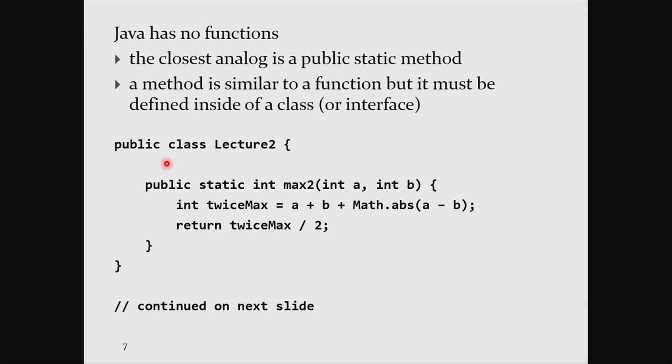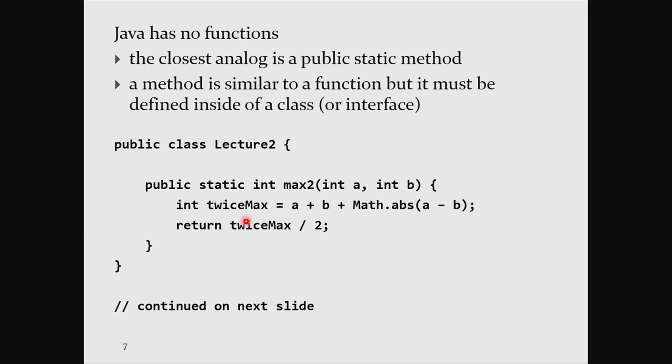So if I want to define this max2 method in Java, I need a class of some kind. I'm just calling my class lecture2 in this case. Notice the class name begins with a capital letter. I have a method. It reads public static int max2 int a int b. The part max2 int a int b looks a lot like the Python, except that parameters in Java have to have types. The code inside looks pretty similar.